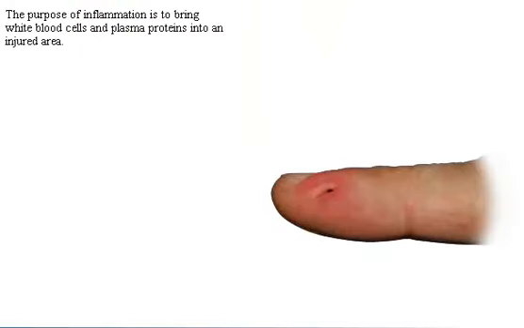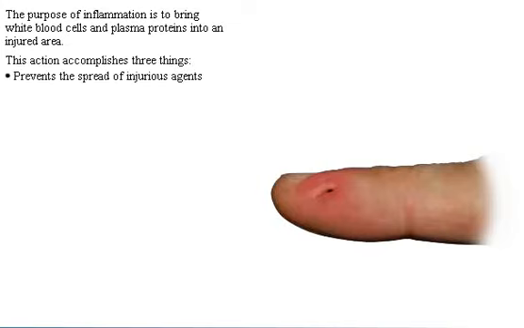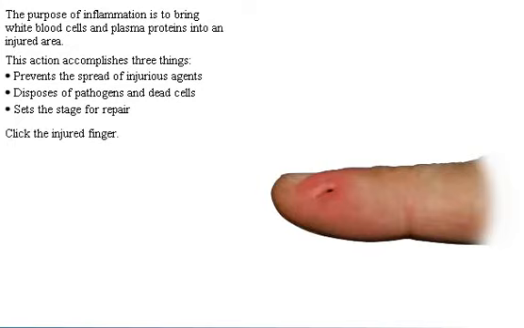The purpose of inflammation is to bring white blood cells and plasma proteins into an injured area. This action accomplishes 3 things. It prevents the spread of injurious agents, it disposes of pathogens and dead cells, and it sets the stage for repair. Click the injured finger.